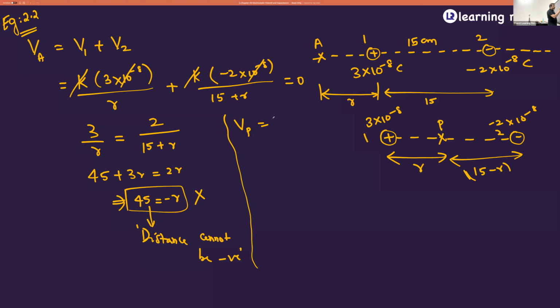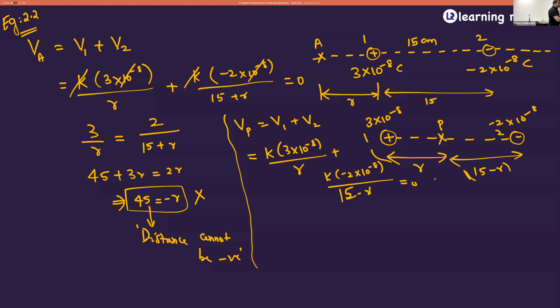So potential at point P will be equal to the potential due to the first plus the potential due to the second. What is the potential due to the first charge? It is K into 3 into 10 power minus 8 divided by R, plus K into minus 2 into 10 power minus 8 divided by 15 minus R. This is supposed to be 0. All right. So K and K are gone, 10 power minus 8 and 10 power minus 8 are gone. So when you cross multiply, you get 45 minus 3R is equal to R.